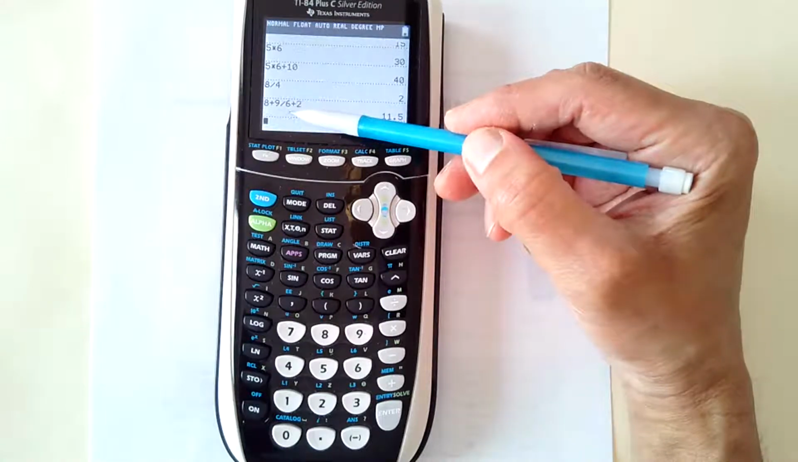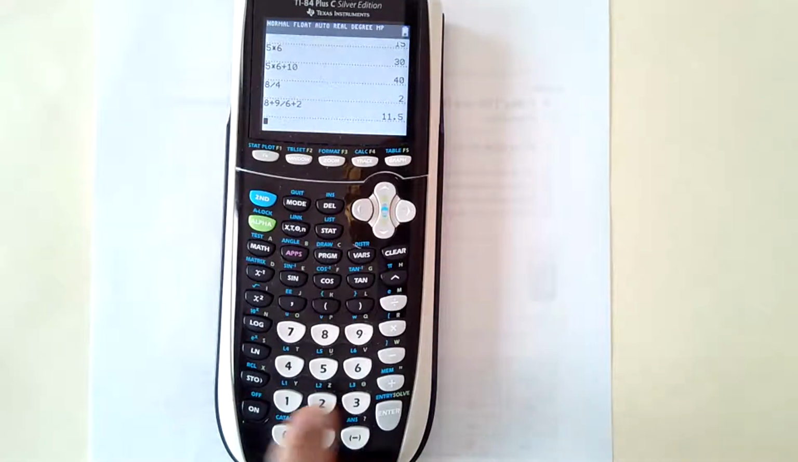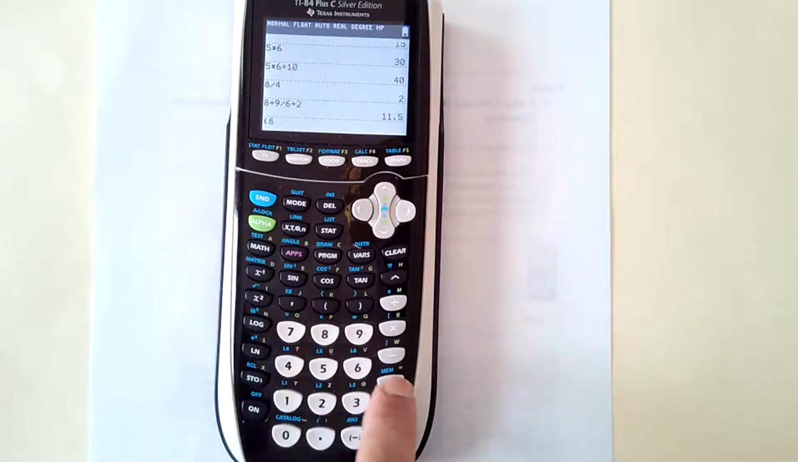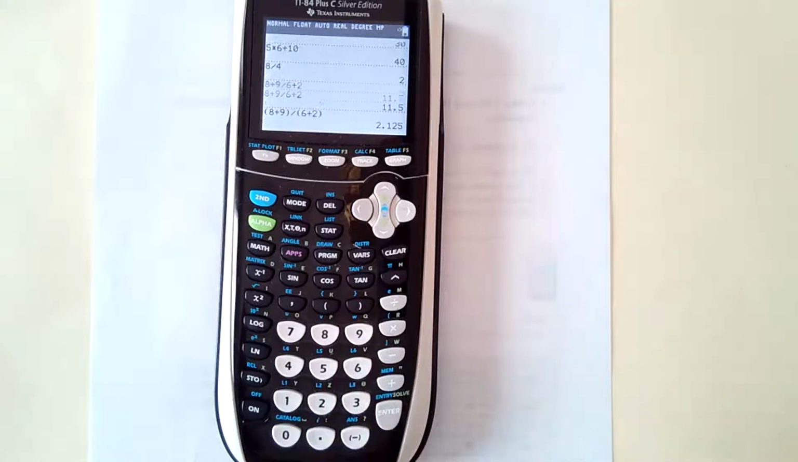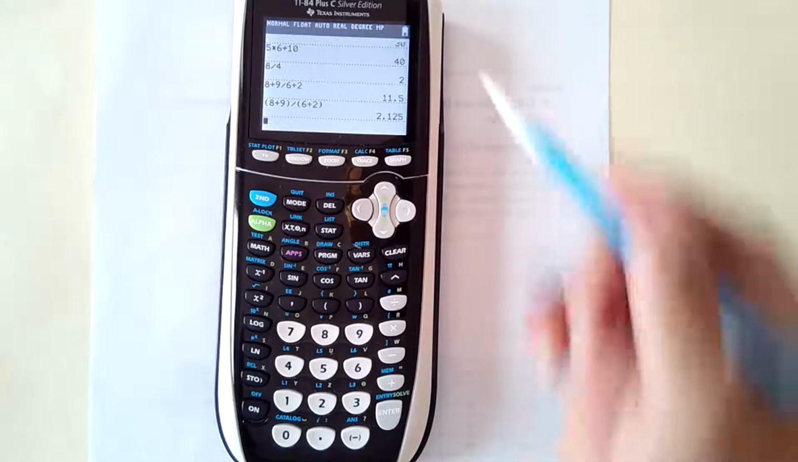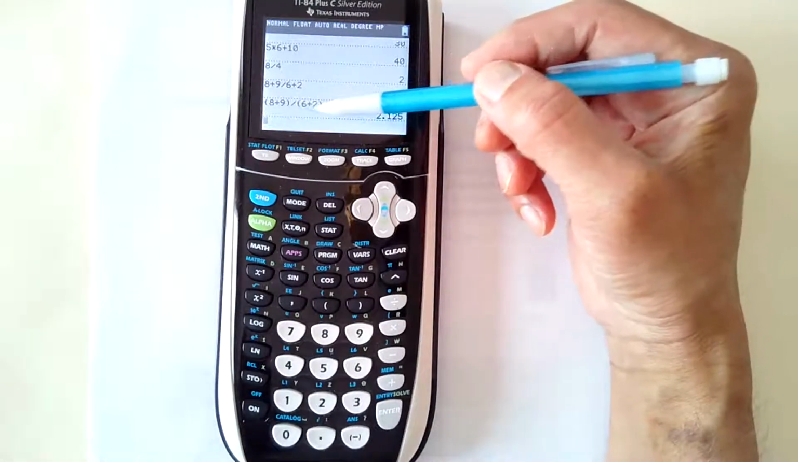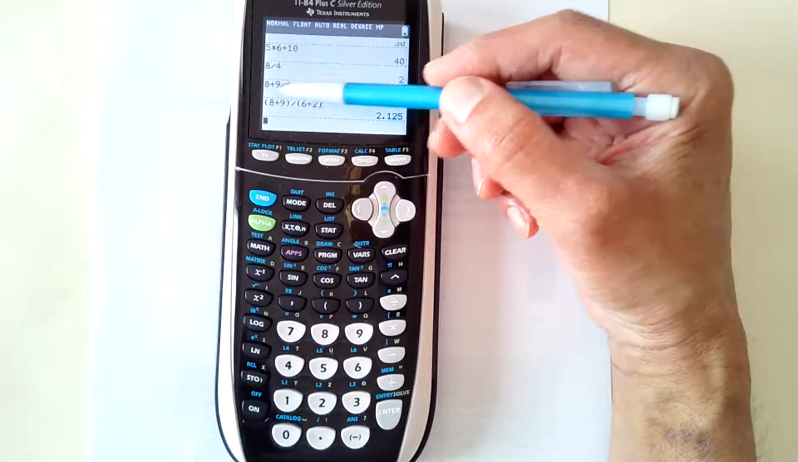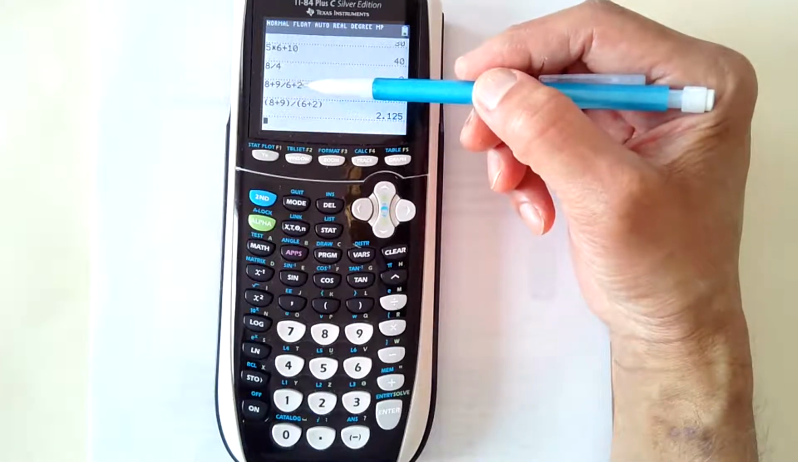So you need to use brackets whenever you have multiple expressions or computations. So we have open bracket, 8 plus 9, close bracket, divided by open bracket, 6 plus 2. This is a simple one, and the answer is 2.125. If you didn't put a bracket here, then it will divide by 6 first, then it adds 2, which you don't want to do.